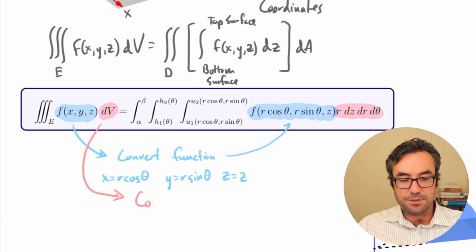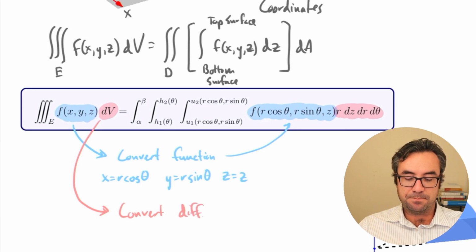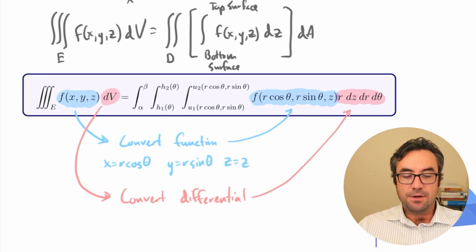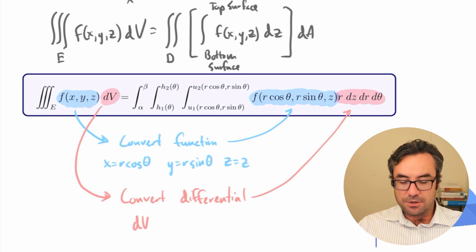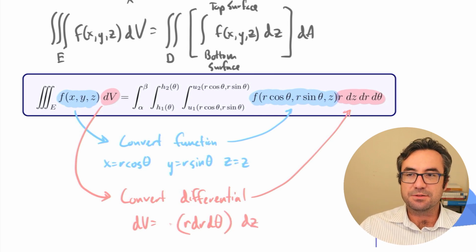So we also convert the differential. That's a big one. Don't want to forget the differential. Something small, but it makes a difference. And in this case, the conversion here is very similar to polar coordinates. So our differential dV becomes, in polar coordinates, r dr d theta, and then dz is thrown on.